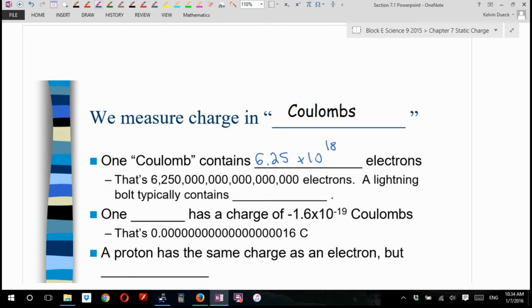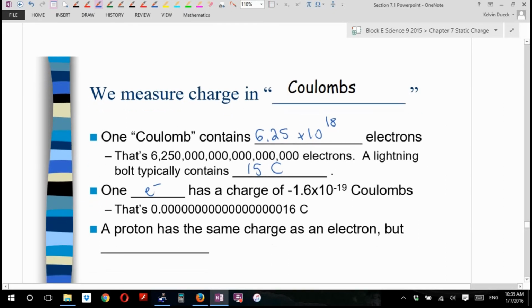One coulomb is a lot of charge. If you absorbed 1 coulomb all at once, probably it would kill you. Certainly it would burn you. A typical lightning bolt contains about 15 coulombs. Oh, and the abbreviation for coulomb is a capital C. One electron has a charge of negative 1.6 times 10 to the negative 19 coulombs. That's 0.00, 18 zeros, and then a 1 and a 6. Oh, and a proton has the same charge as an electron, except a proton is positive.